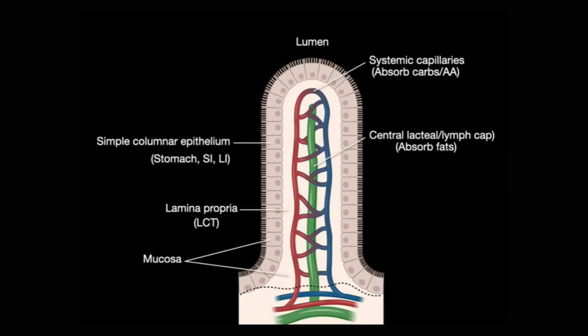Now, further looking into the capillaries itself, so this is actually the lumen itself. You can see the mucosa splits into the lamina propria and the epithelium. The epithelium will be the most outer portion of it, and the lamina propria will be the most inner surface of it. If you see those red and blue systemic capillaries, those are going to absorb your carbohydrates and your amino acids. And the lymphatic capillaries, which is the green one, are going to absorb your fats or your lipids.